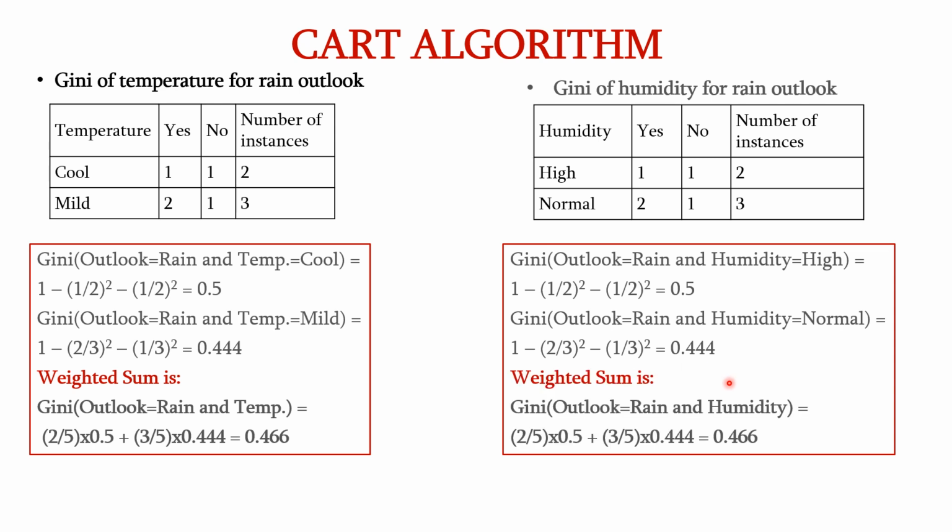The weighted sum is, for high, the total number of instances 2 divided by total number of rainy outlook instances 5, into the value for high, 0.5, plus for normal it is 3 by 5 into the Gini value for normal, 0.444. So the final value is 0.466.